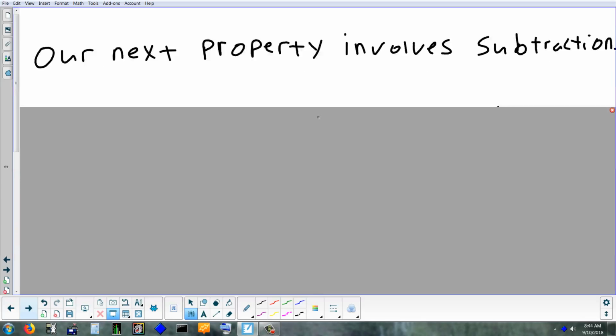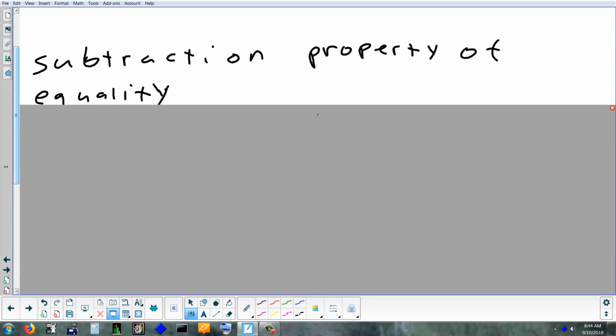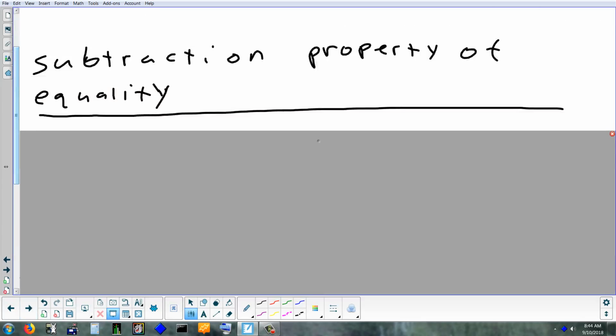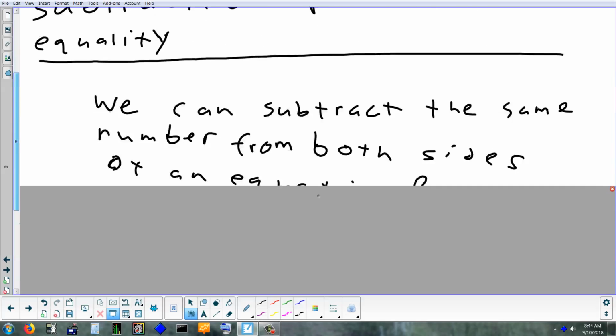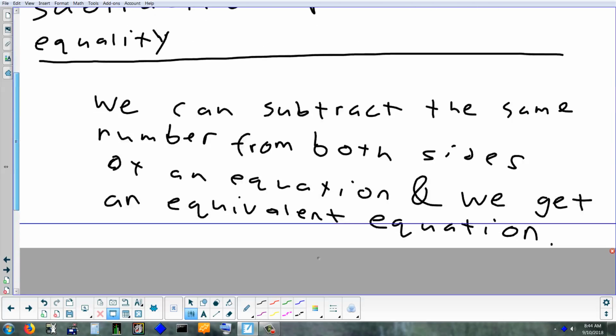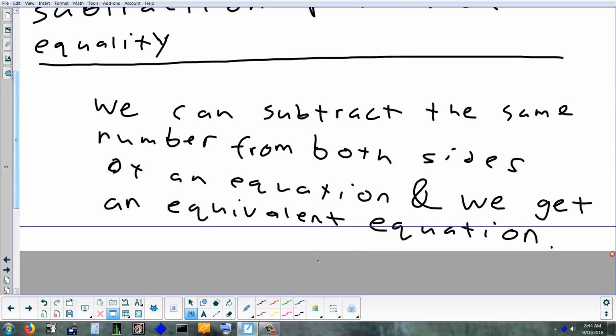So what was the first one we did? The property of addition, right? Now I want to do the property of subtraction, the subtraction property of equality. The one we did before, Mr. Hager showed you guys, if we added numbers on both sides, we would still get something that was equivalent. Here, if we subtract the same number from both sides, we're still going to get something that's equivalent. Again, you don't need to write this.